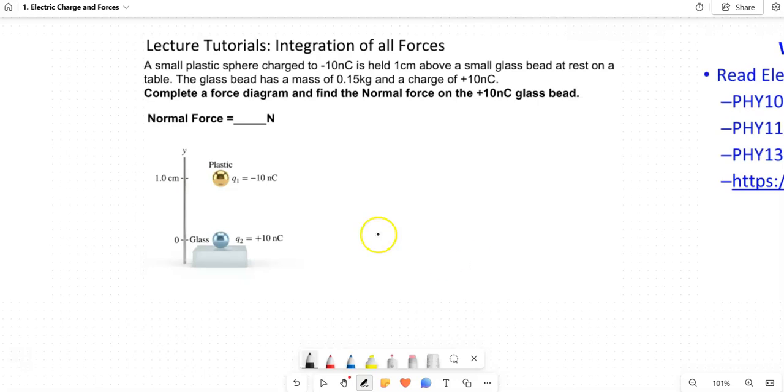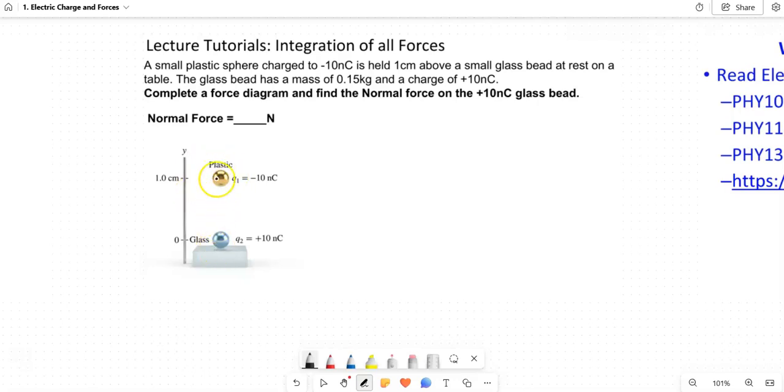Here we have two objects. One is a Q2, which is positive 10 nanocoulombs, and we have a Q1, which is negative 10 nanocoulombs. We want to know what the normal force is acting on this positive Q2 object, or if one exists, all right? So we're going to go through all the steps.